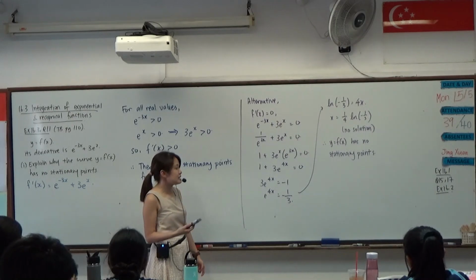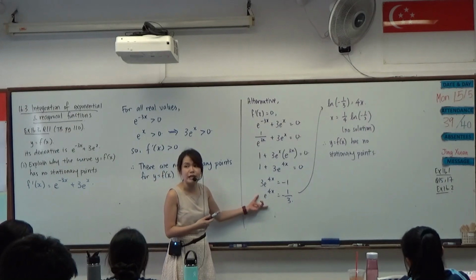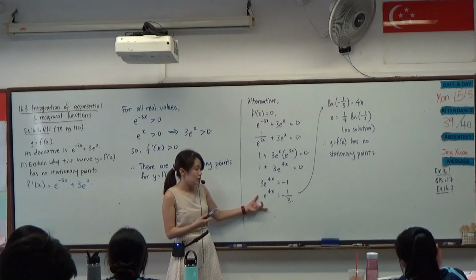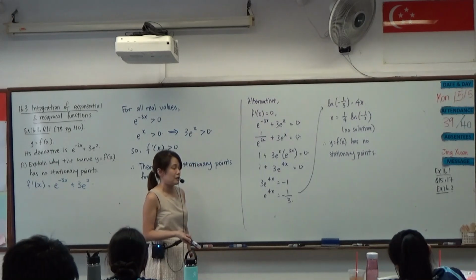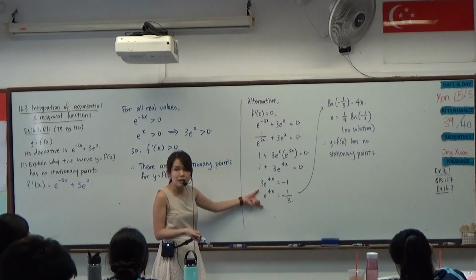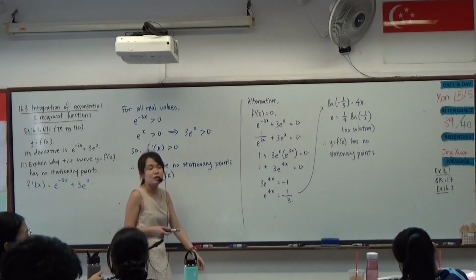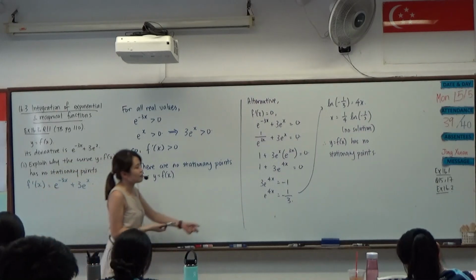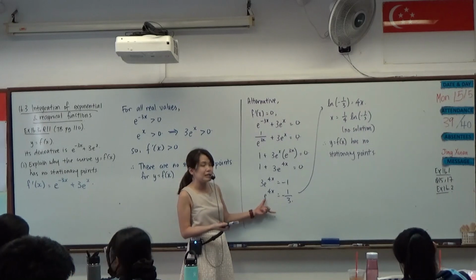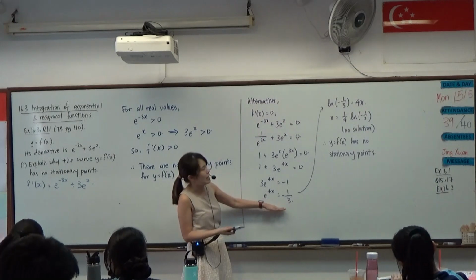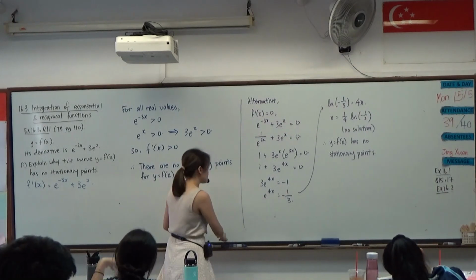Some of you who are fast enough may realize at this stage that there are no solutions already. At different stages you can have that realization. One of which is here, because you realize that an exponential will always be more than 0. So the fact that this is negative, definitely there are no solutions. So you may actually end over here already by stating no solution.